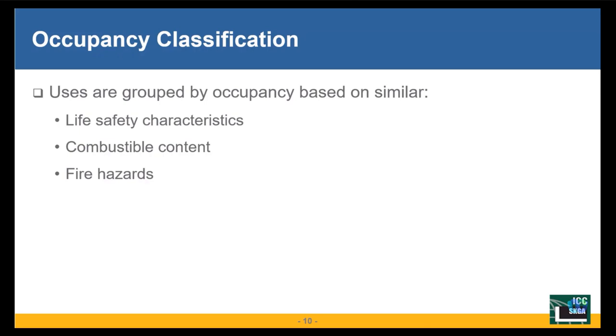So we classify the building based on the use, based on the life safety characteristics, the content of the building, and the hazard and the risk. And then we start applying the proper code requirements to the building.